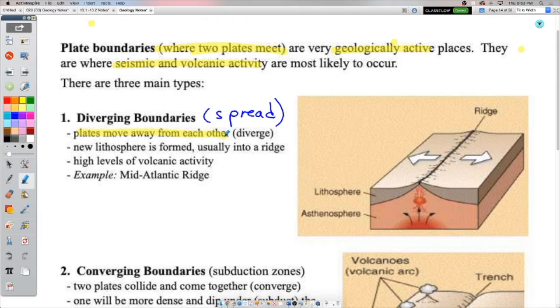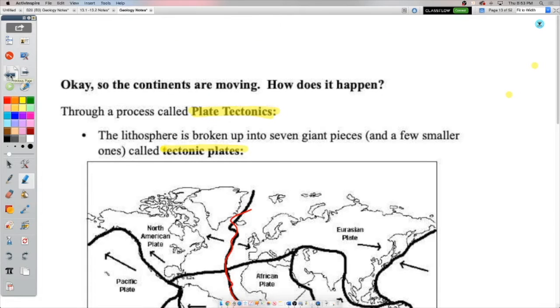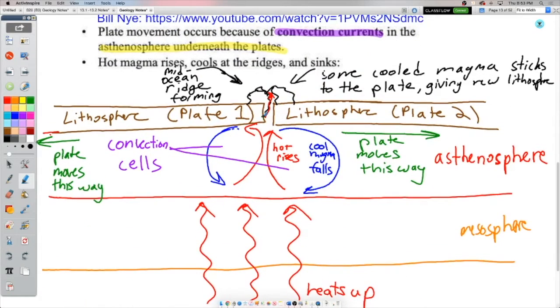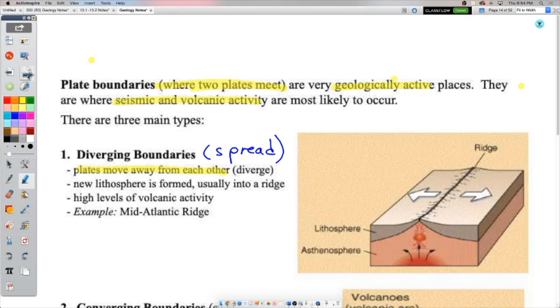Now, as we saw in the last one, what was happening? Was new lithosphere being formed or destroyed? Let's go back and look at it. New magma's bubbling out, cooling and hardening. That's now become part of the lithosphere. So new lithosphere is formed, usually into a ridge, because it's not going to be nice and clean. Like we said, it's going to be kind of like a scar where it gets a little bumpy.